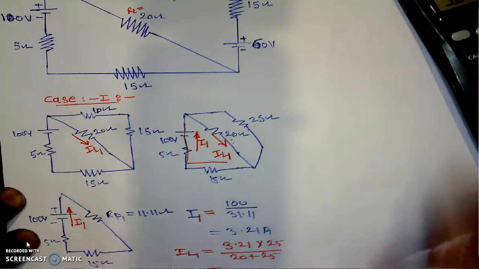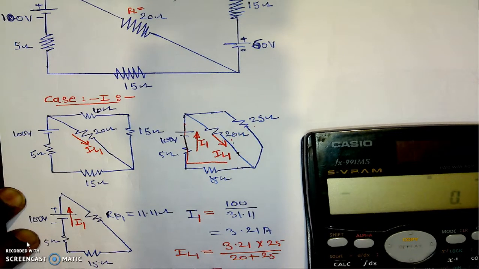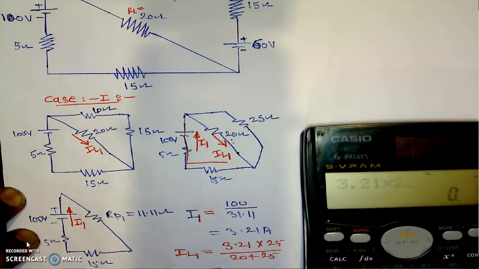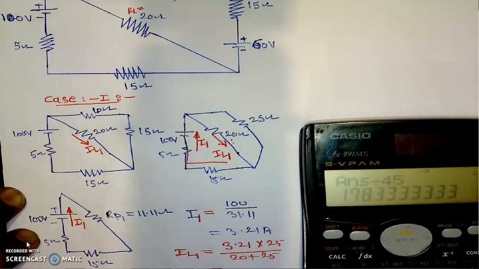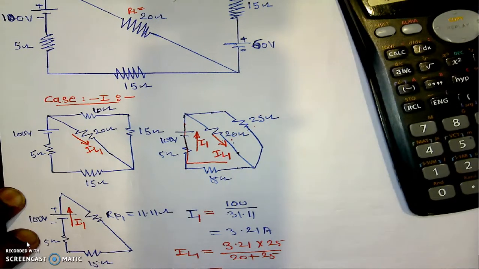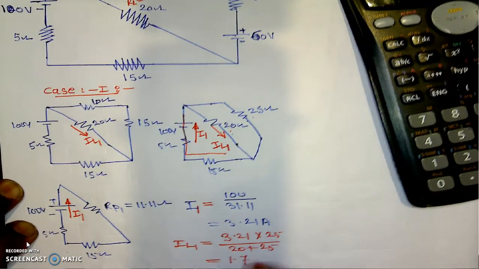If we are working these calculations here, this will be 3.21 into 25 divided by 45, which is nothing but 1.78 amperes. It is 1.78 amperes. Now look at the direction.